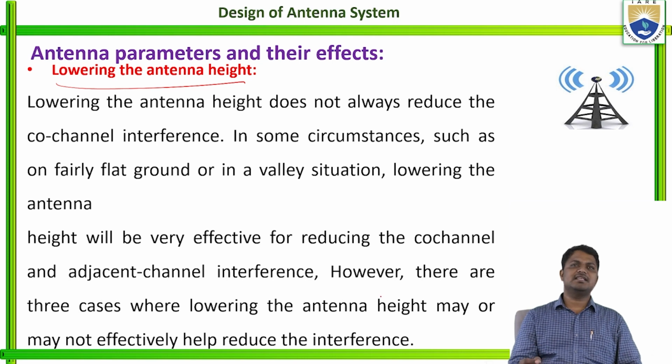In some circumstances, such as fairly flat ground or in a valley situation, lowering the antenna height will be very effective for reducing the co-channel interference as well as the adjacent channel interference. However, there are three cases where lowering the antenna height may not effectively reduce the co-channel interference, right? So the parameter we have to consider is that reducing the height of the antenna is not an exact method to reduce the co-channel interference, right?